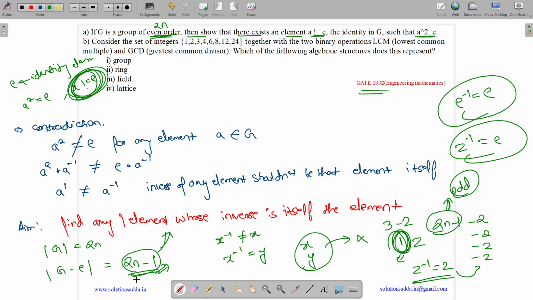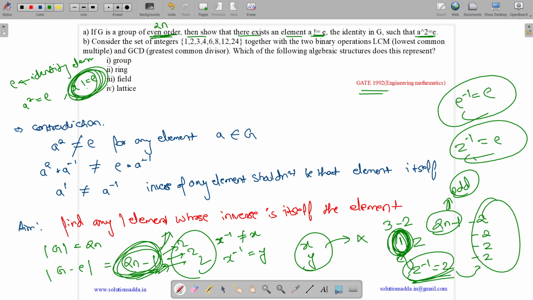Which means if we had 2n minus 1 items and we keep on satisfying our contradiction and removing 2 items, then we are left with a single item. The inverse of that single item should be itself only, because its inverse can't be any other item and can't be identity, because identity's inverse is identity only. Thus we got an item with z inverse equals z.